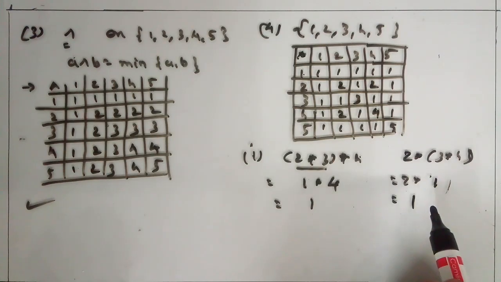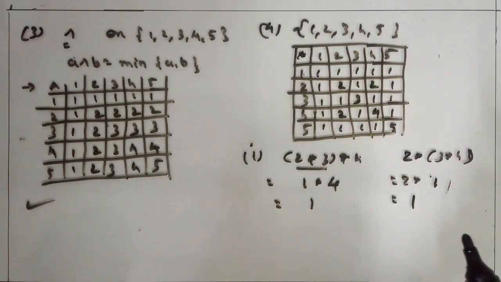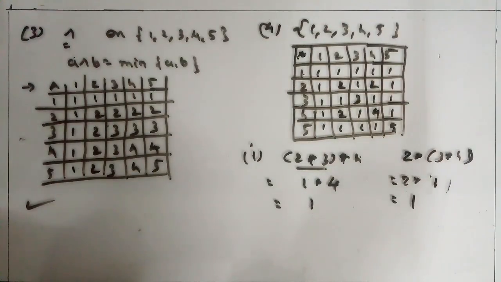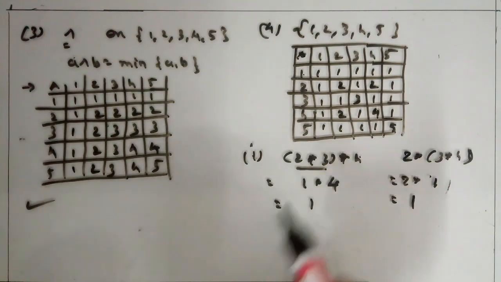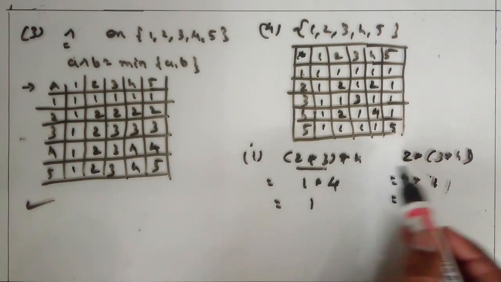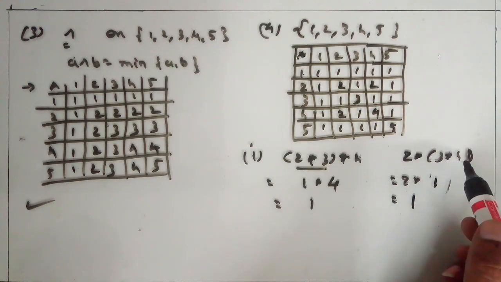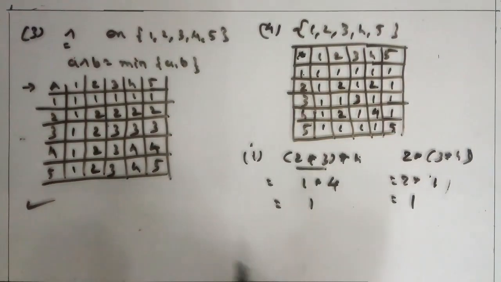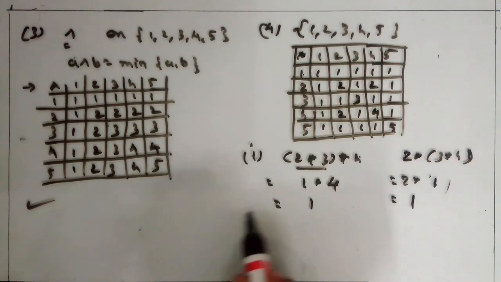Value of both are equal. So we say that this star operation is associative. We know that (A star B) star C is equal to A star (B star C). Then this becomes associative.